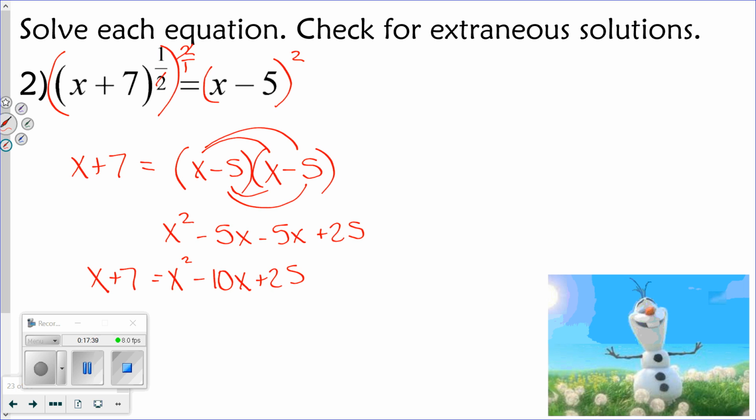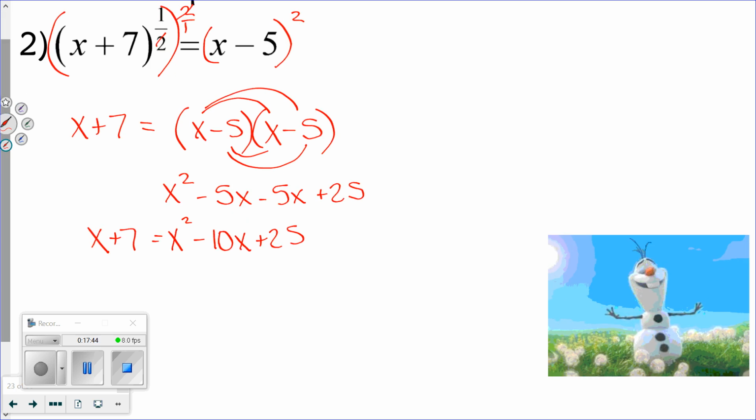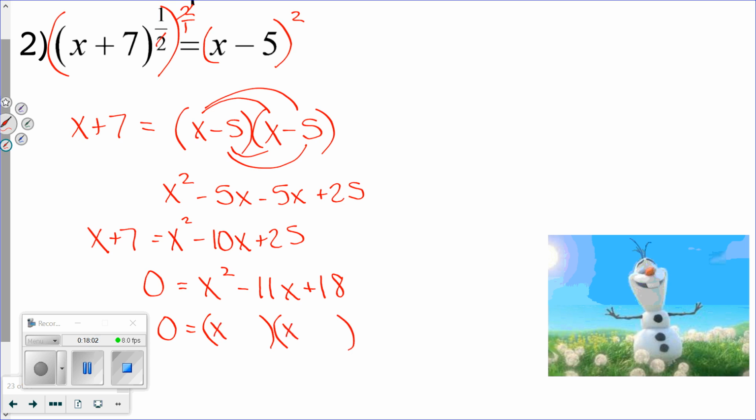How do I solve something like that? Good. Set it equal to 0. So 0 equals x squared. Subtract the x over. Gives me negative 11x. Subtract 7. Positive 18. How does that factor? x and x, what are my signs? Both negative. Good, 9 and 2. So then x equals 9 and 2.